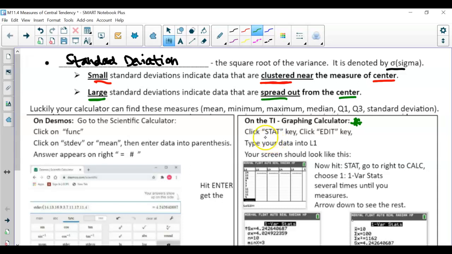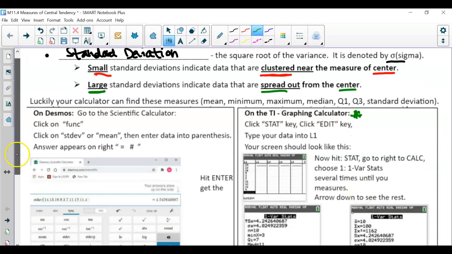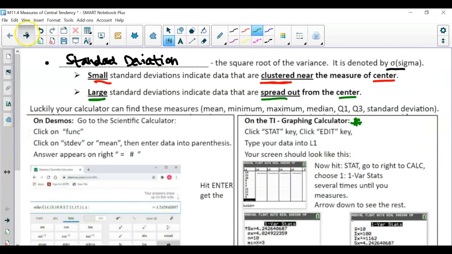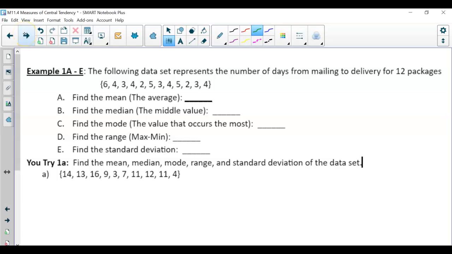So we're going to click on the stat button, edit button. I'm going to go through these steps and show you guys. But it's going to end up showing you a screen like this on your calculator. And then here, notice it's going to give you a lot more data points. So like in this first example, we're going to use this data of these 12 packages to find the mean, the median, the mode, the range, the standard deviation.